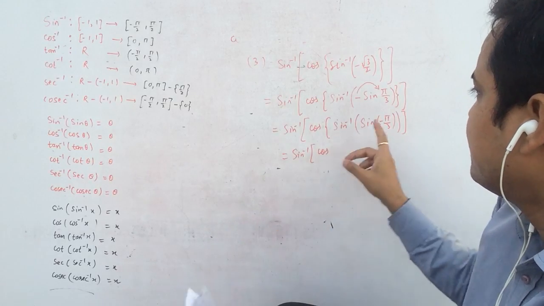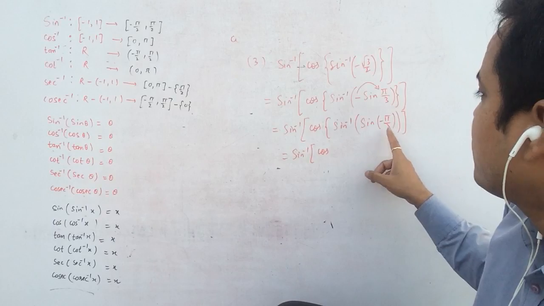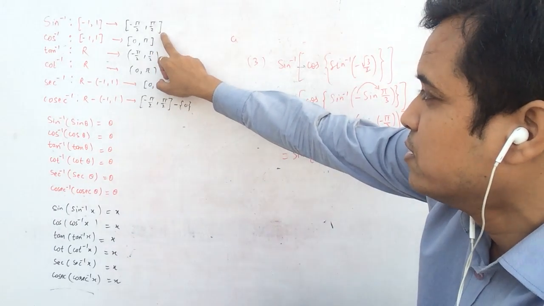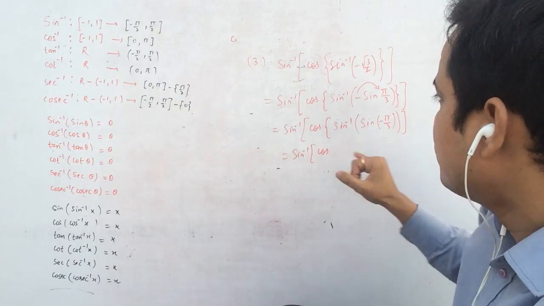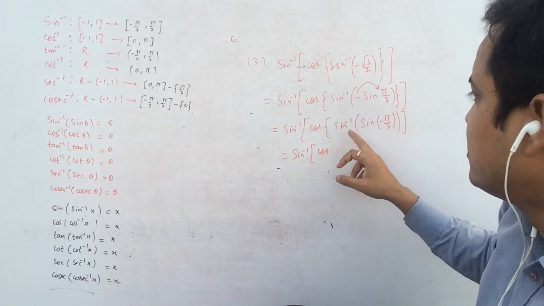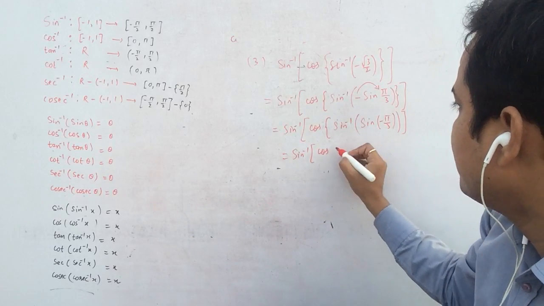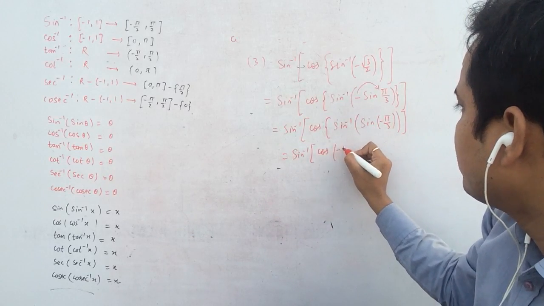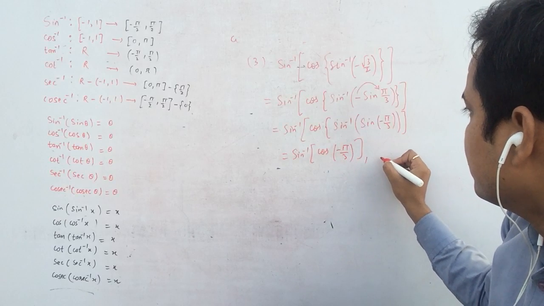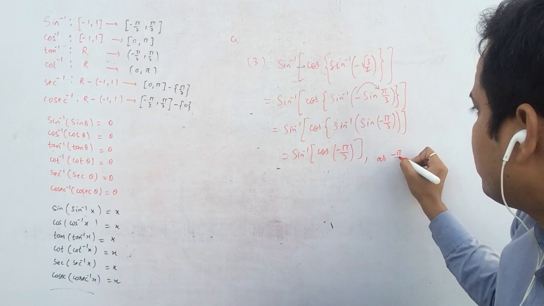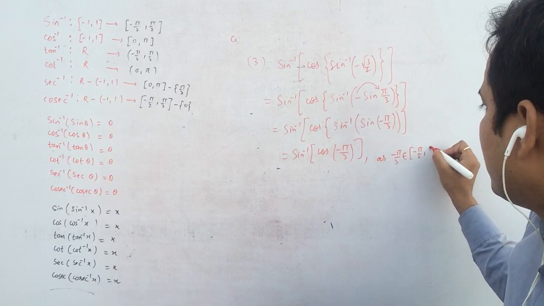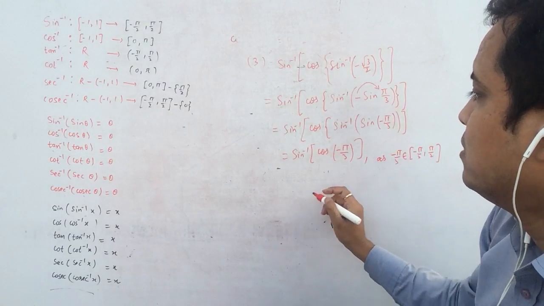As you know, minus pi by 3 belongs to where? From minus pi by 2 to pi by 2. Here you can say this is the range of sine inverse. So minus pi by 3 belongs to minus pi by 2 to pi by 2, so this can be eliminated and you can write here minus pi by 3. And you need to write the reason here as minus pi by 3 belongs to the closed interval minus pi by 2 to pi by 2. That's why you have eliminated this.